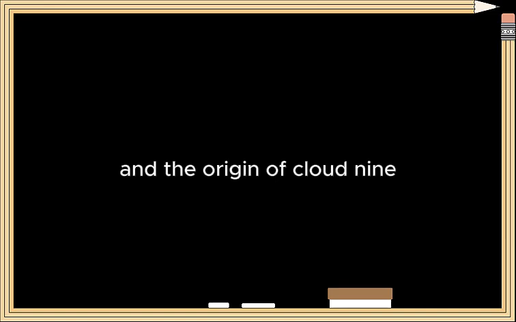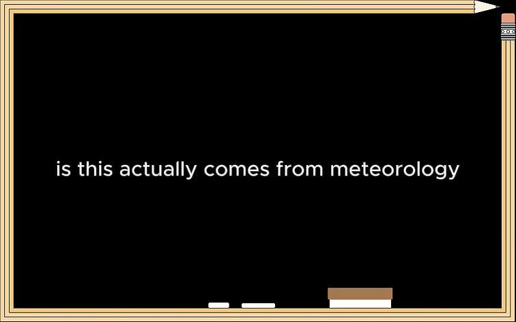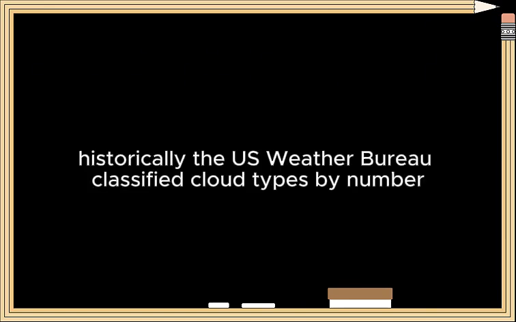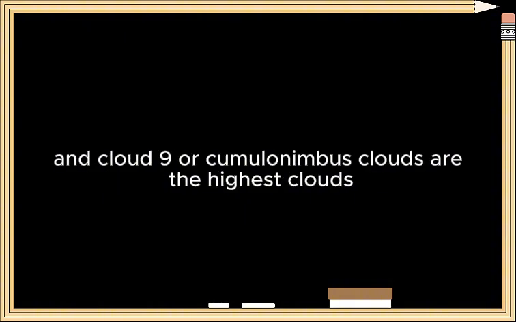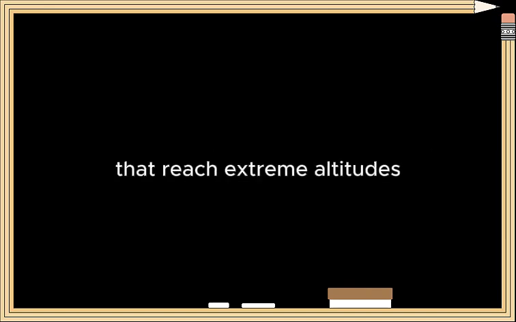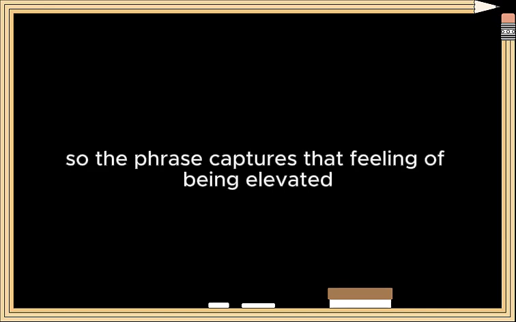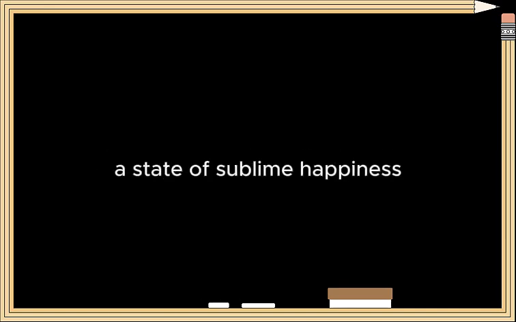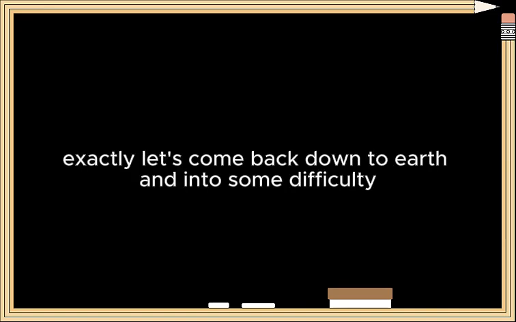And the origin of cloud 9, is there a cloud 1 through 8? There is. This actually comes from meteorology. No way. Yeah, historically, the U.S. Weather Bureau classified cloud types by number. And cloud 9, or cumulonimbus clouds, are the highest clouds. They're these towering mountains of moisture that reach extreme altitudes. So the phrase captures that feeling of being elevated way above all the normal stress. A state of sublime happiness. Exactly.